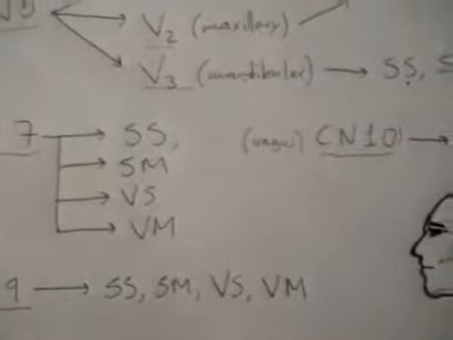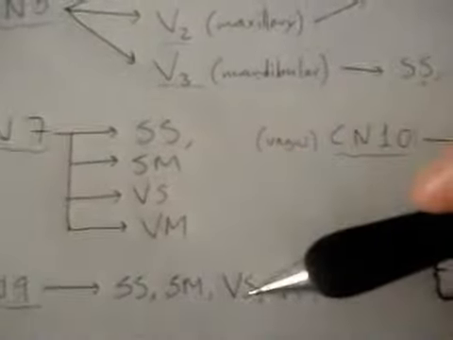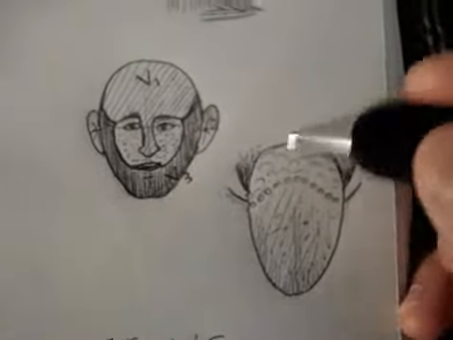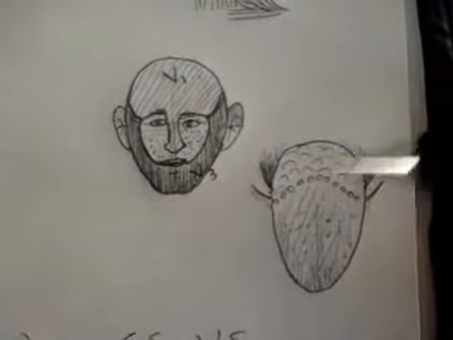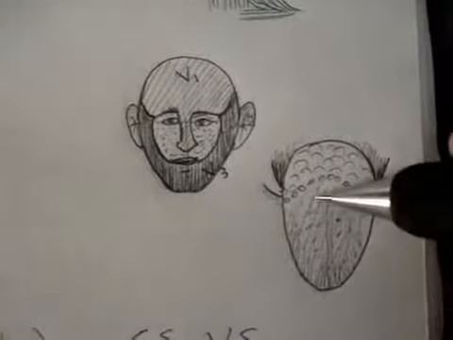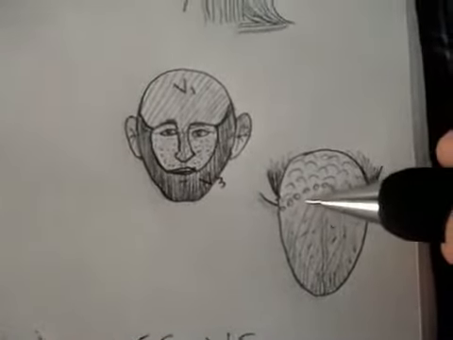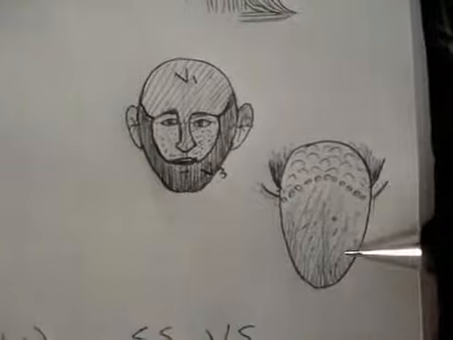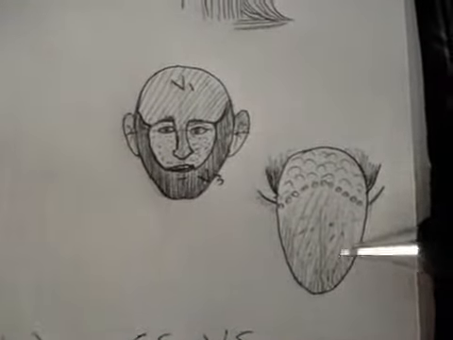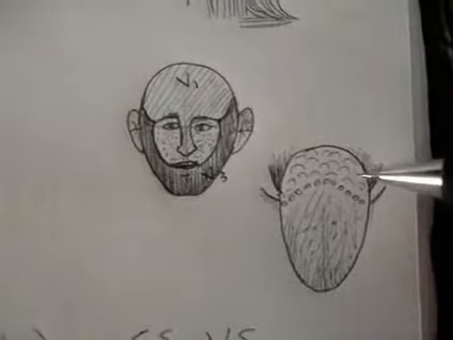Visceral sensory for cranial nerve 9, the visceral sensory is general sensation, pressure, pain, temperature, from the posterior 1/3 of the tongue, the root of the tongue. So here we had the facial nerve for taste, and V1 and V2 for general sensation. And cranial nerve 9 is general sensation of the posterior 1/3 of the tongue.